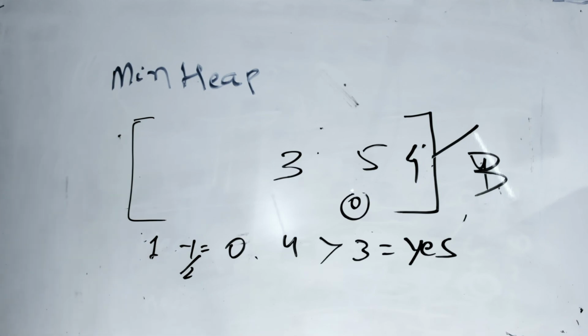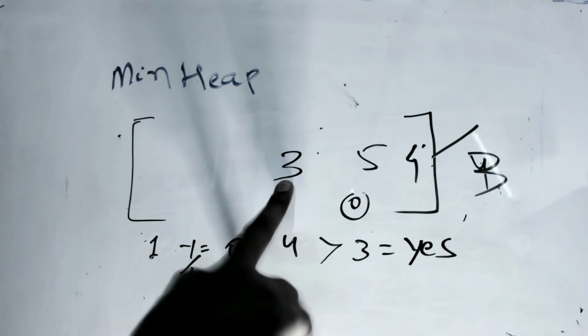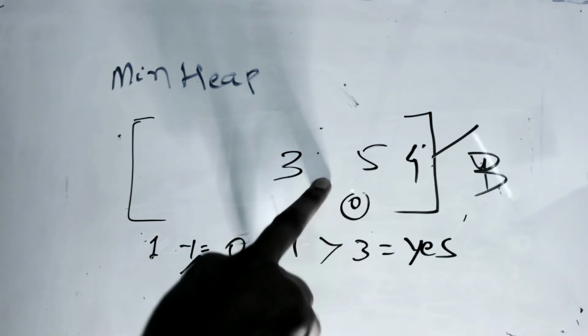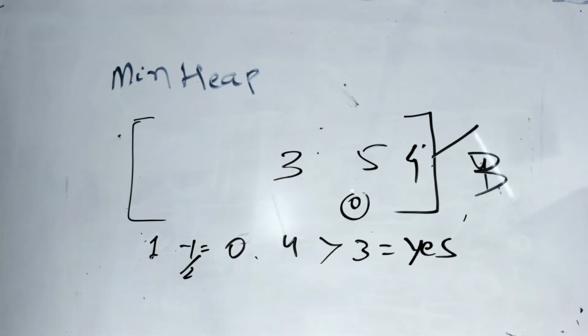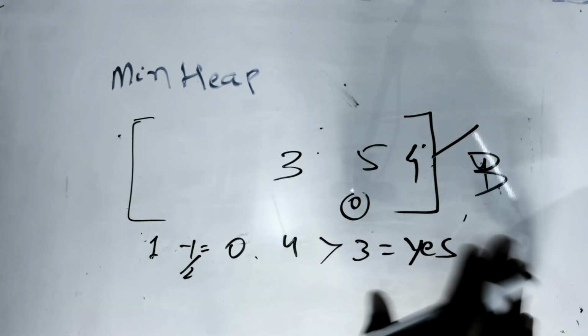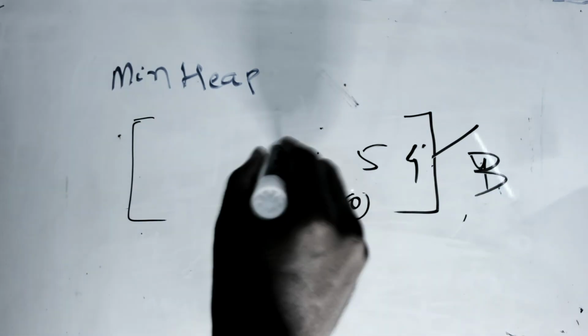But now what happens if we extract one item? For example, 3. If we extract 3, our minimum item will become 4, not 5. And 5 will be coming to the top if we remove 3. So the logic will again need to be implemented so that this heap can self-adjust. So let's now remove 3 and see what happens.